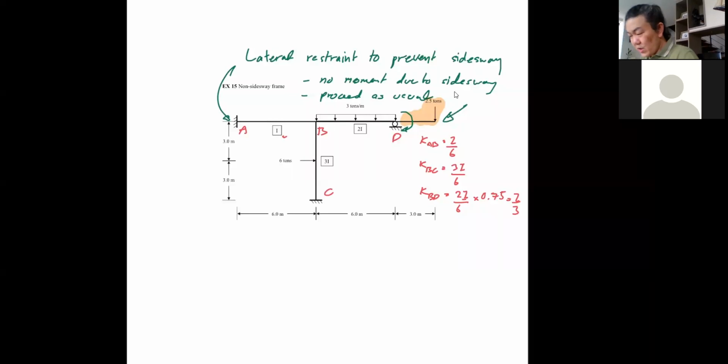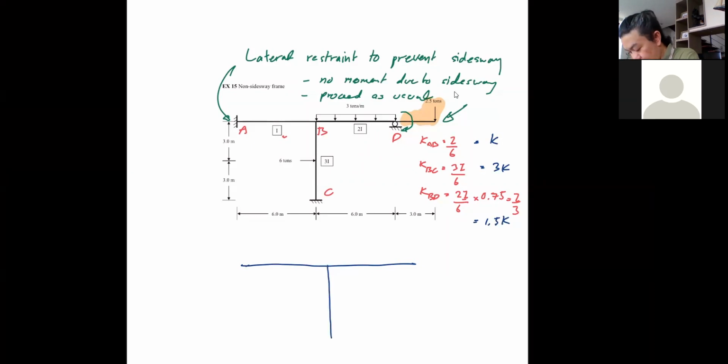Okay, so once we know this, we can proceed as usual. But just this time, joint B has more than 2 members. That's all. So from this, I can use K equal to I over 6. So this becomes K, this becomes 3K, and this becomes 1.5K. So now I can just write this down. The distribution factor from this, the total at the joint will be 5.5. We have 1, we have 3, we have 1.5. And you can do the distribution factor by yourself.